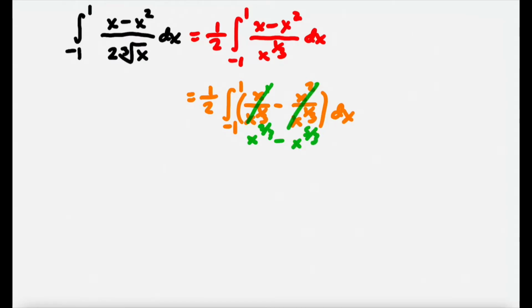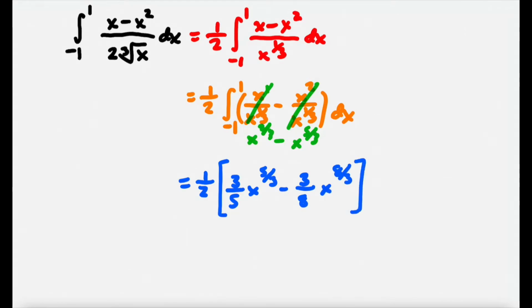Okay, now we can use reverse power rule for this problem, so we still have the 1/2 here. And then we're going to do the antiderivative of this x to the 2/3. You're going to end up with 3/5 x to the 5/3 minus 3/8 x to the 8/3. And we're integrating that from -1 to 1.